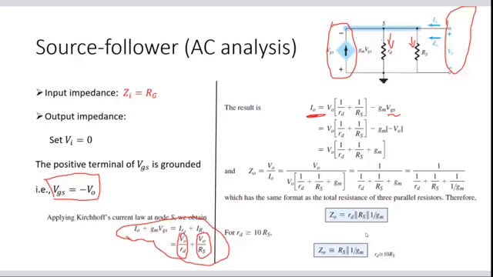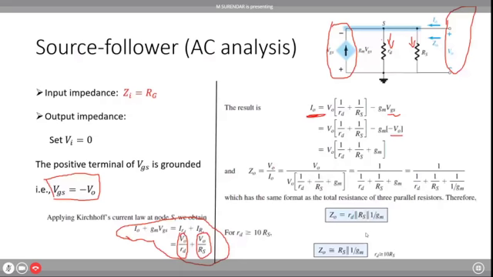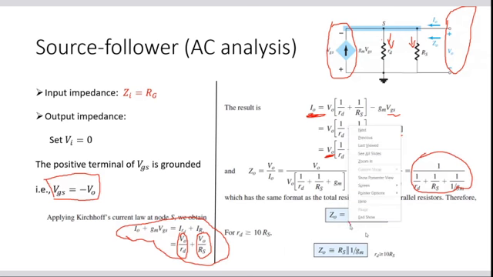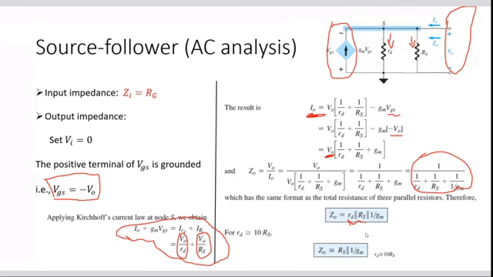We have I naught in the left hand side and V naught in the right hand side. So you just take V naught by I naught, that will be equal to Z naught. So finally we have this expression: 1 by rd plus 1 by RS plus 1 by gm. That means Z naught, the output impedance, is rd parallel with RS parallel with 1 by gm.